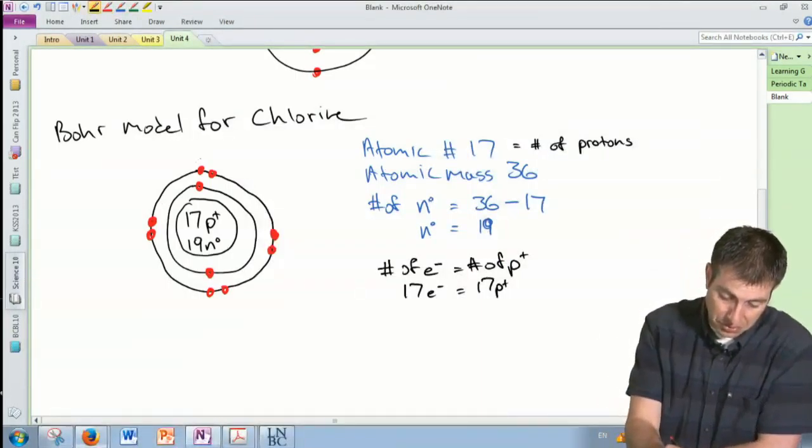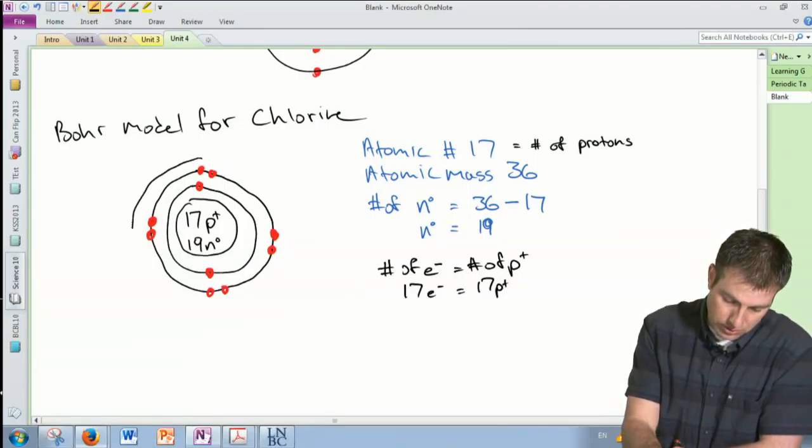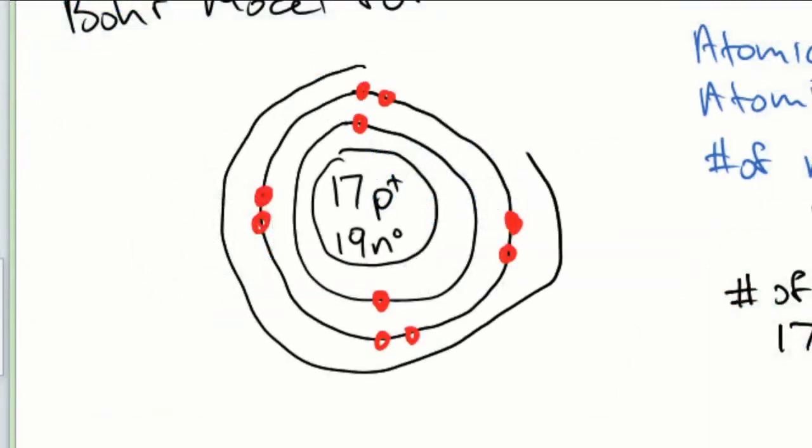That shell is now full. So let's go to the next shell. Ooh, that was not a good circle. That's okay. The next shell, I have 10 so far, so there's 11, there's 12, 13, 14, 15, 16, 17.